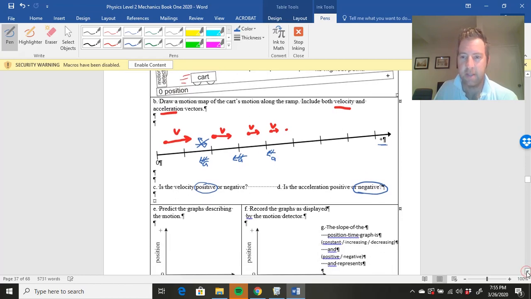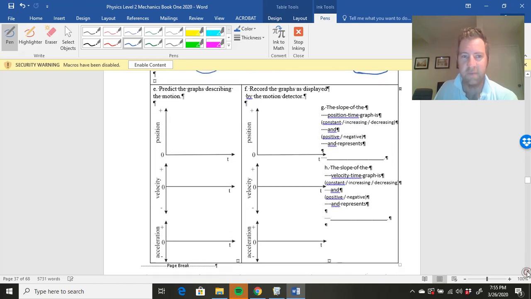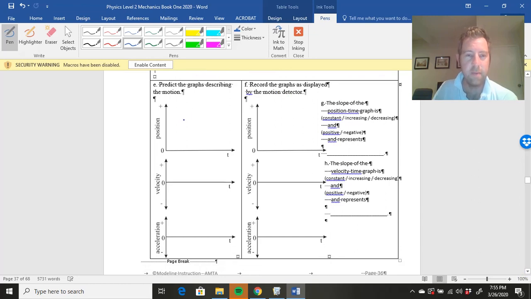Okay, so coming down here, this is really important that you give this a go. Have a go at predicting what the graphs are. A position graph, a velocity graph, an acceleration graph. I'll get you to pause the video now and do that, and then I'll run the experiment. So pause the video now.